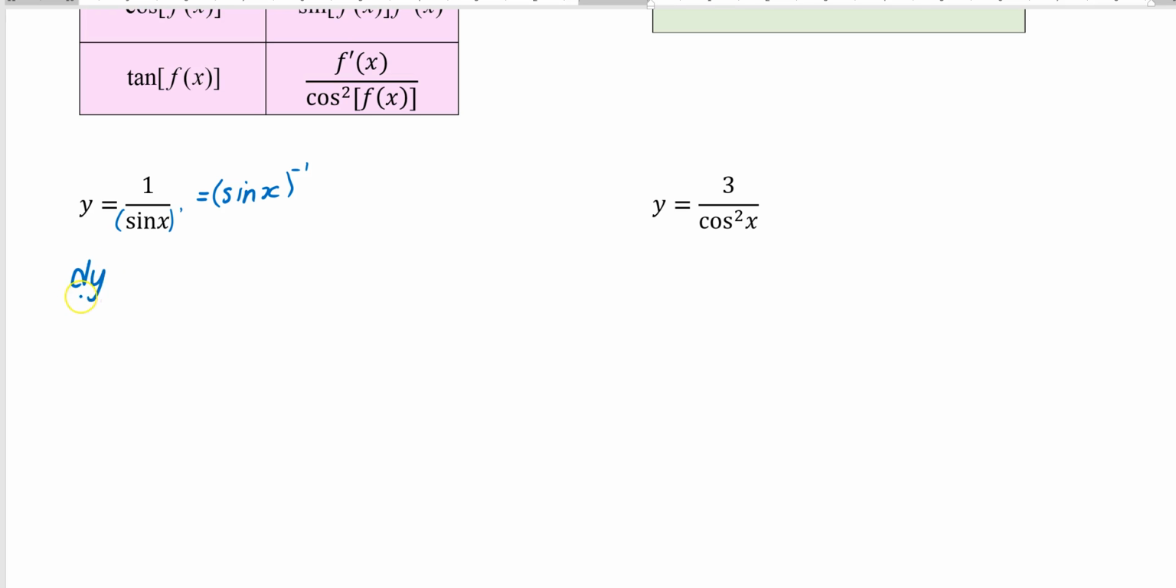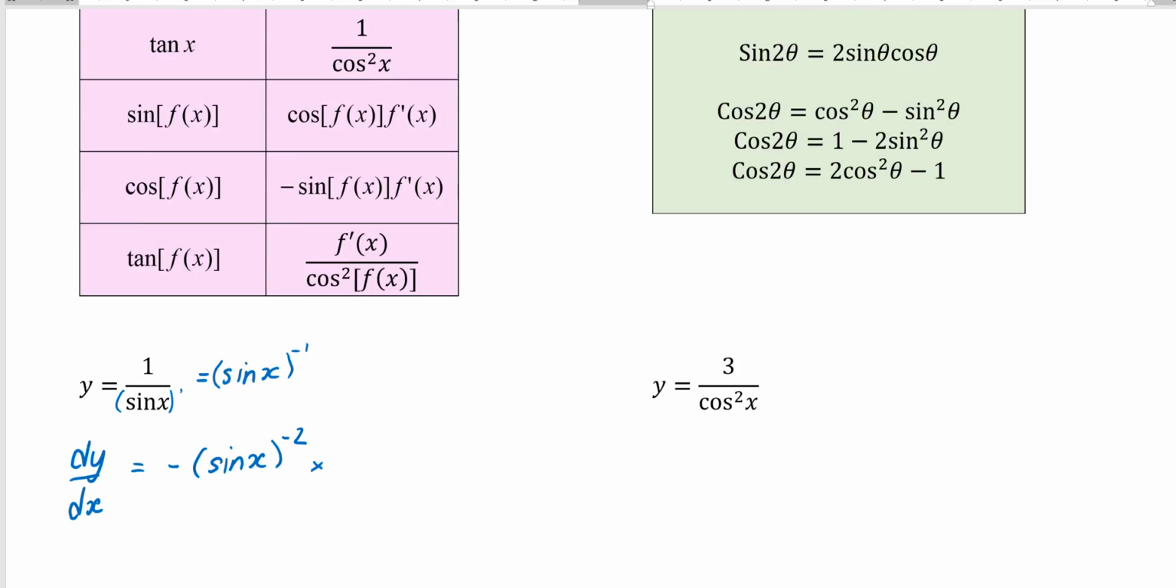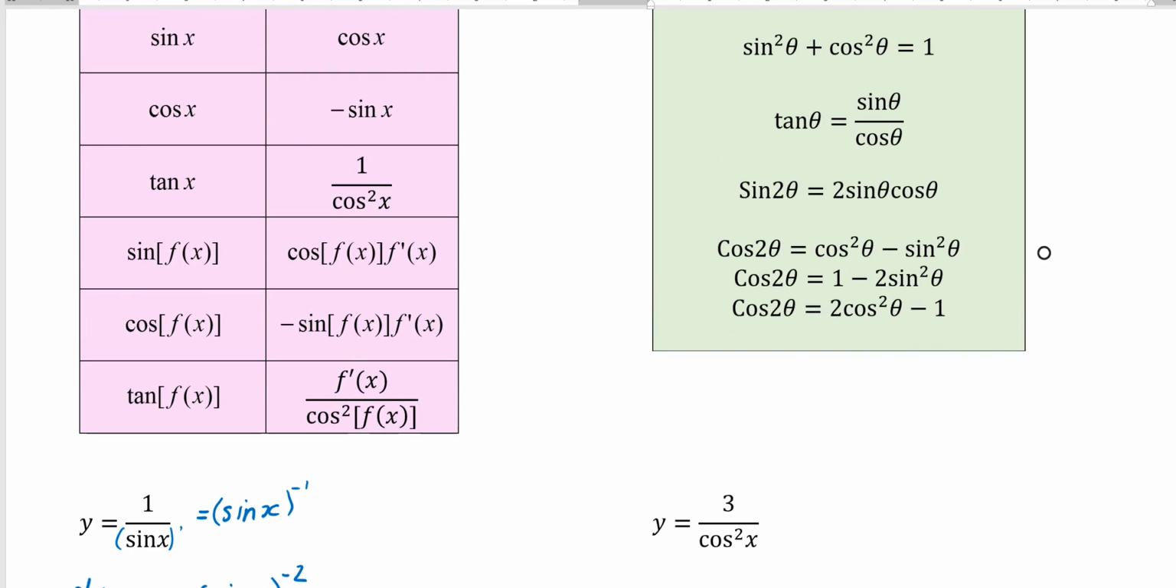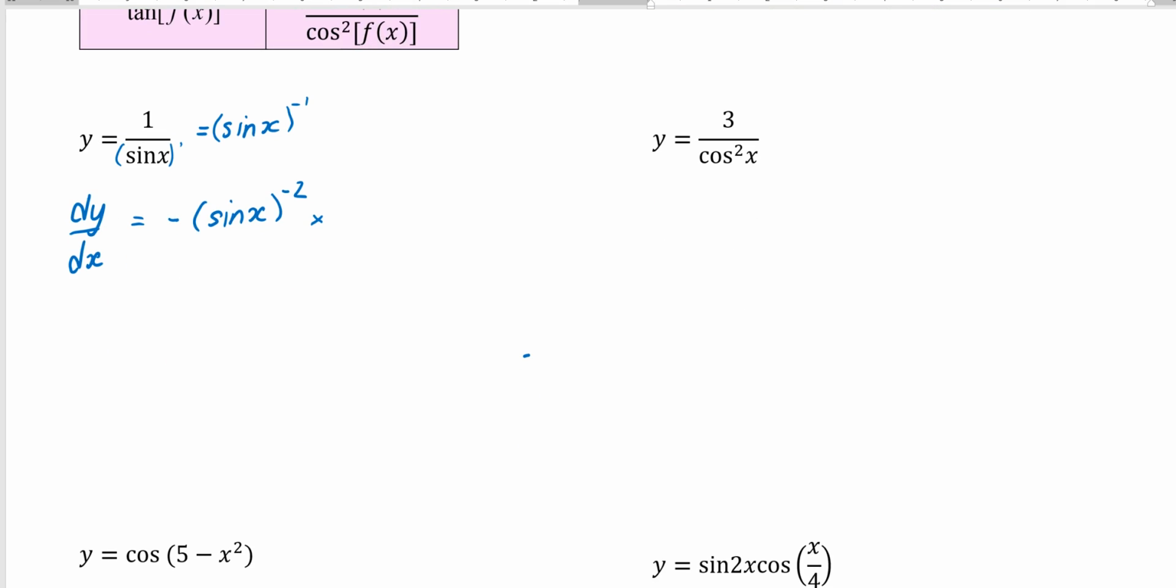So now I'm going to differentiate, and I'm going to use the chain rule. So the power goes out the front, so it's minus sine x. We have to take 1 from the power that's already there, and then we have to multiply it by the derivative of what's inside the bracket. So this is where we go back up and look at our rule. What is the derivative of sine x? It's cos x. So we just pop there times cos x, and we're done.